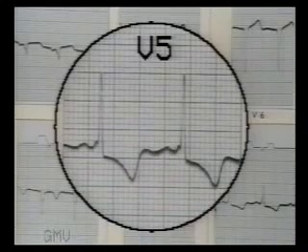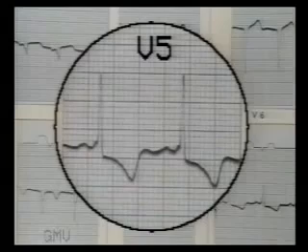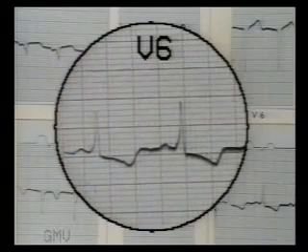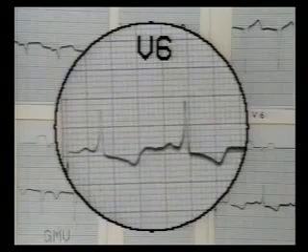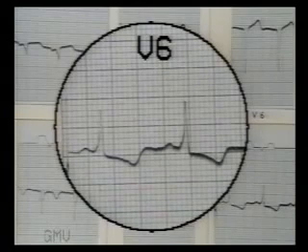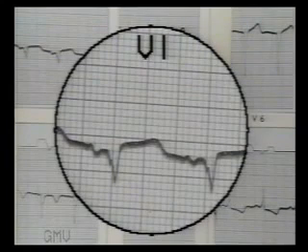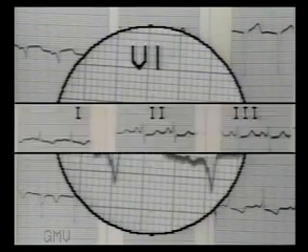This is another ECG of WPW syndrome. Note the delta wave and inverted T wave in lead V5. Again, slur on the upstroke of the R wave in lead V6. And in lead V1 there is a negative QRS complex with slur on the downstroke of the S wave.